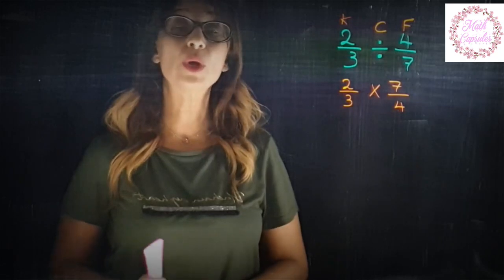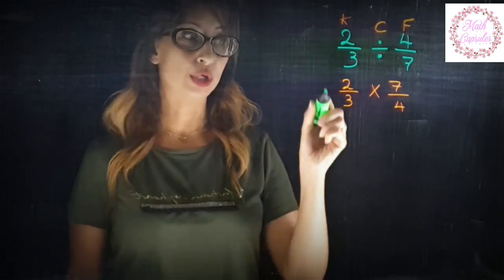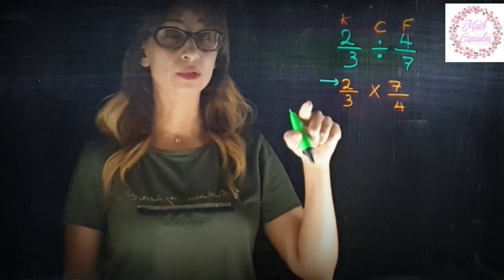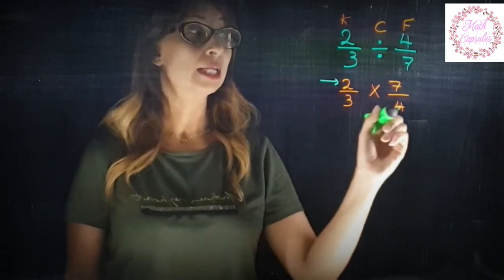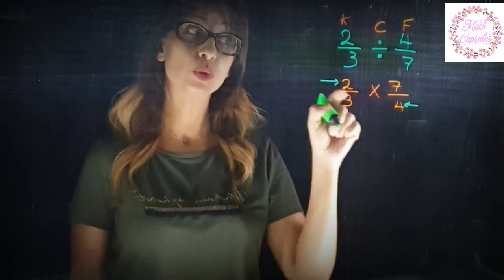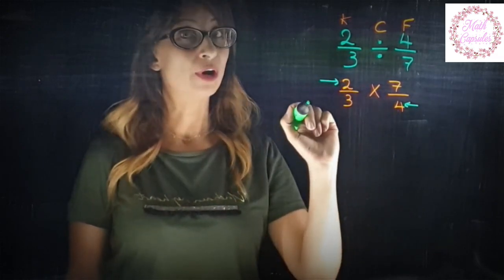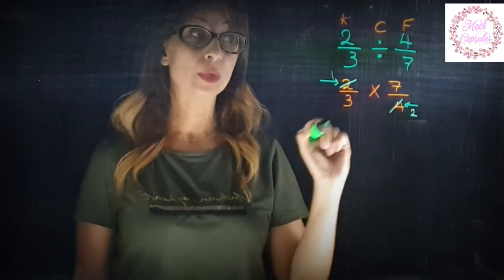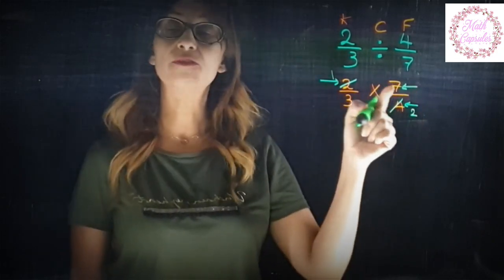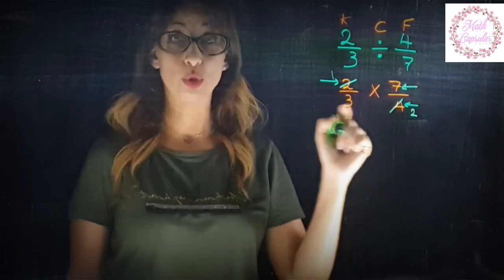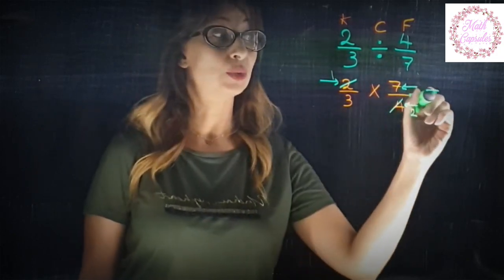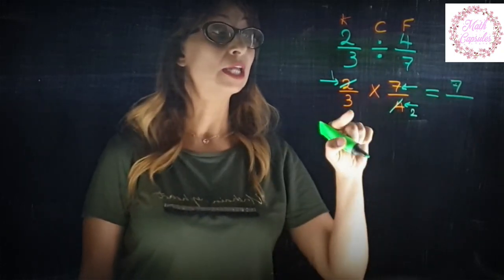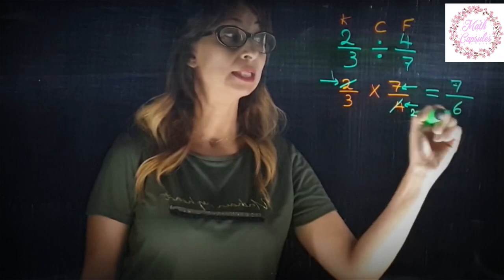So first of all, I will look at 2/3. I will look at the 2 in the numerator. Does it have any common factor with 3 or 4? Yes, it has a common factor between 2 and 4, which is 2. So we divide 2 and 4 by 2 to become 1 here, and 2 here. Now we look at 7. Does it have any common factor with 3 or 2? No, it doesn't. So the answer will be 1 times 7 in the numerator, which is 7, and 3 times 2 in the denominator, that is 6.